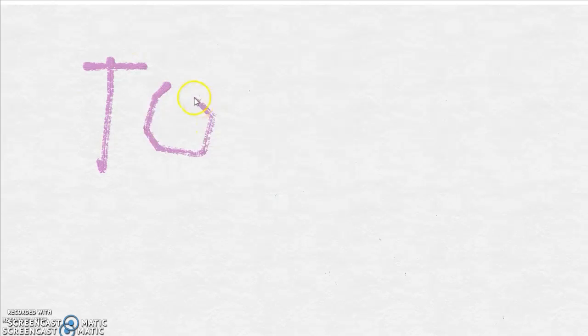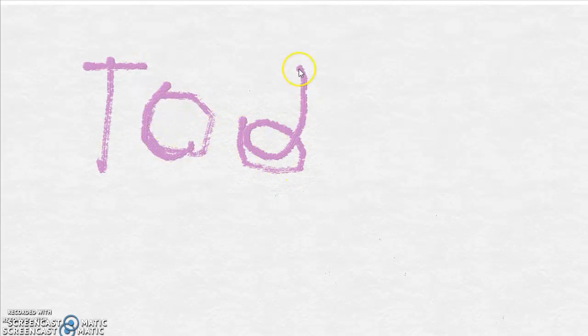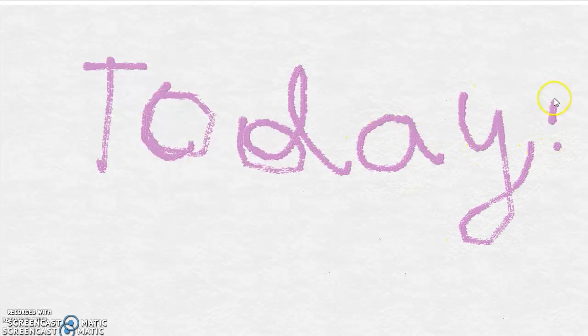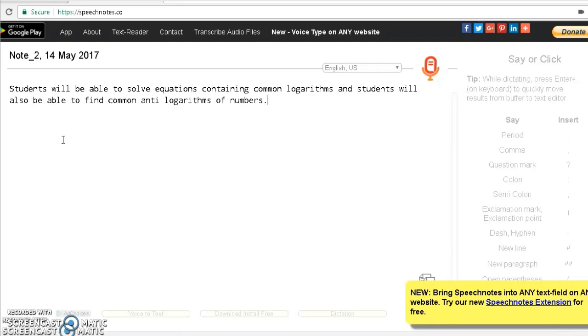Okay, so I am now going to present to you the objectives that we're going to be going over today. Students will be able to solve equations containing common logarithms, and students will also be able to find common and anti-logarithms of numbers. Now, there's a typo in here between comma and anti. As I'm fixing it right now, you can kind of see. There we go. Now we're going to learn the basics of common logarithms.